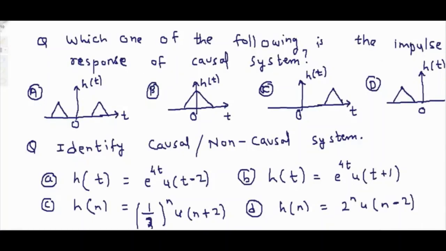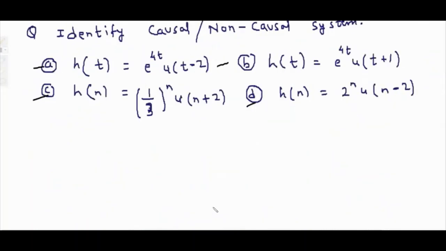Okay. So question 1 is: which one of the following is the impulse response of a causal system? Four sketches are given and we have to tell which one is the causal system. The second question is to identify causal or non-causal systems. Four questions are there: A, B, C, D. You have to identify and give the answer whether it is causal or non-causal. Okay, thank you.